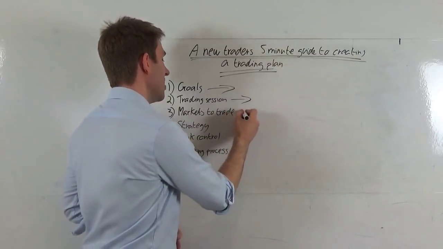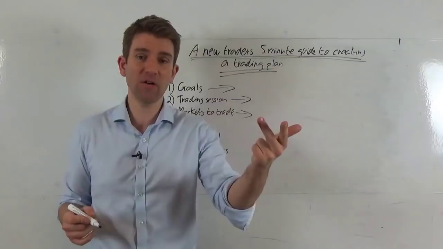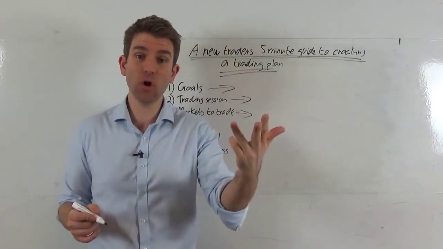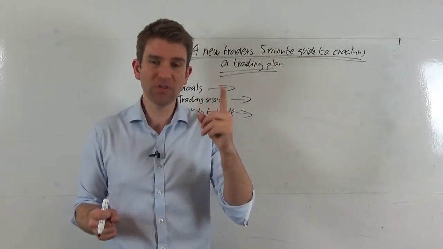Okay, number 3, what markets are we going to trade? Are you going to trade indices? Are you going to trade commodities? Are you going to trade currency pairs? Are you going to trade stocks? What are you going to trade? Pick one and stick to it. Do not deviate from that.